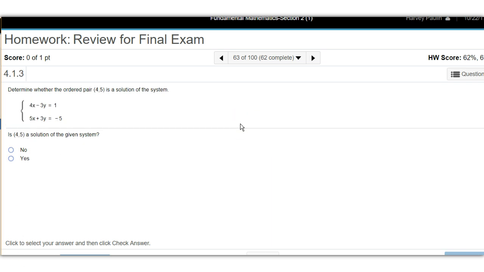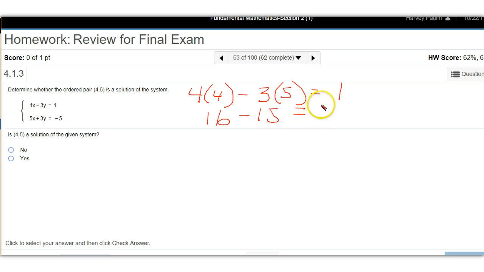And our next one, it's 63 already, is a similar example where we are to substitute a 4 and a 5 there. So 4 times 4 minus 3 times 5, does that equal 1? Well, 4 times 4 is 16. A negative 3 times 5 is a negative 15. Does that equal 1? Yes.